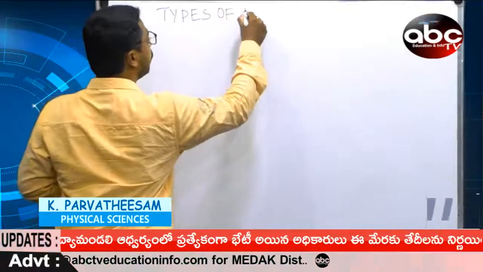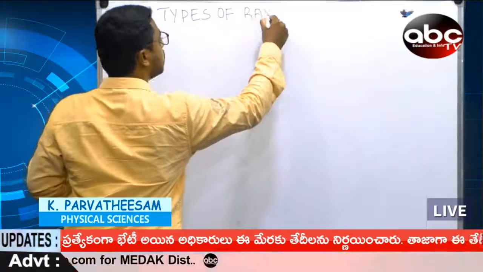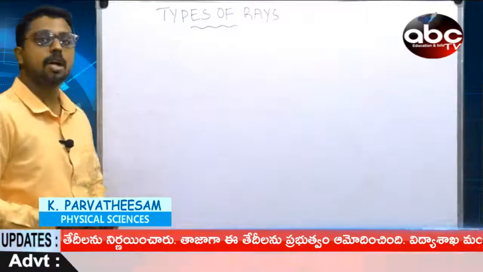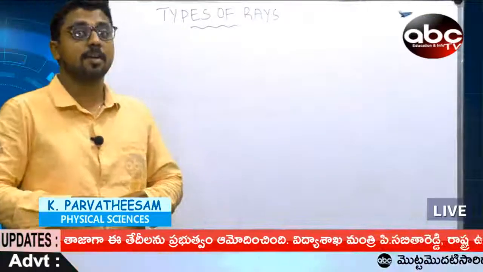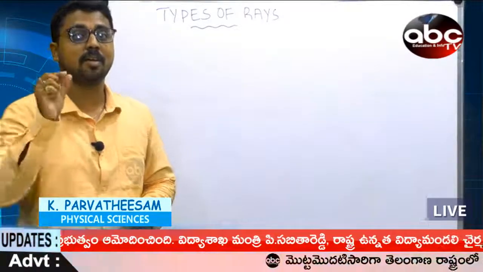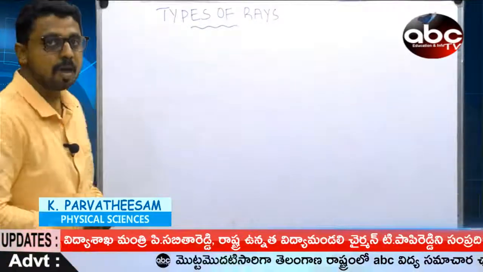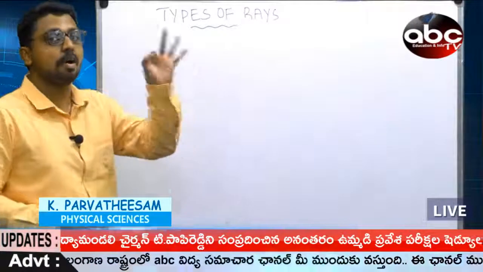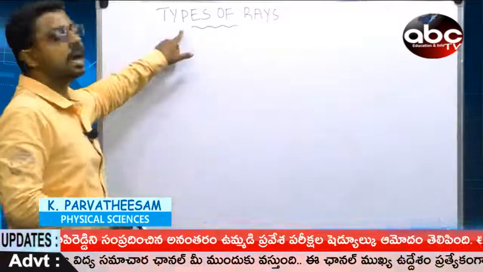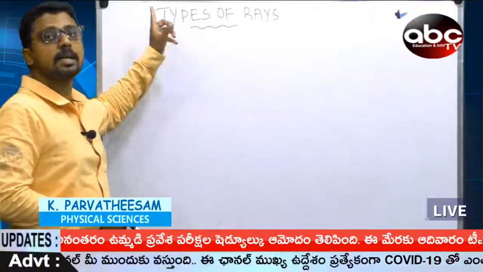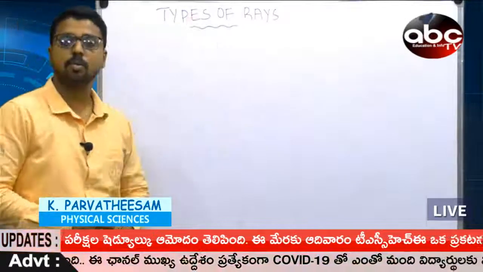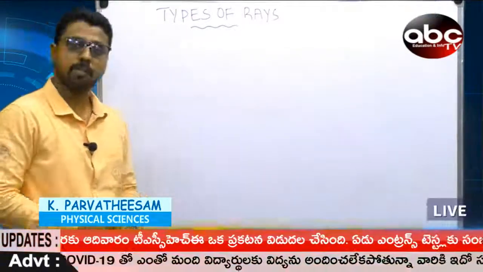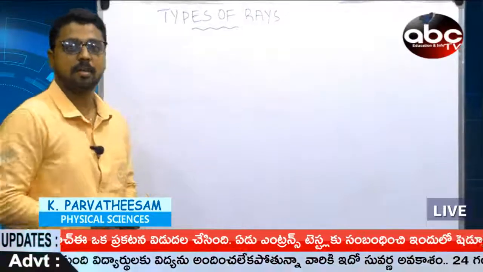Types of rays. This is a very important topic, because in order to draw the ray diagram, you are listening for the first time to the word called ray diagram. So, in order to draw the ray diagram in the best way, you have to understand what the types of rays are. Generally there are 4 types of rays which we study and which occur in ray diagrams.